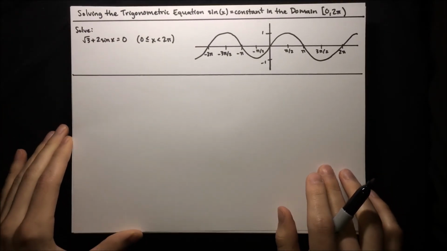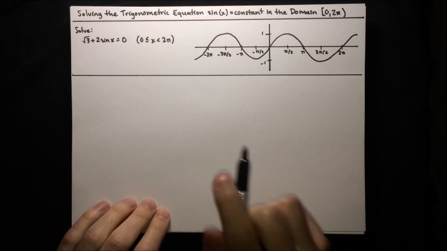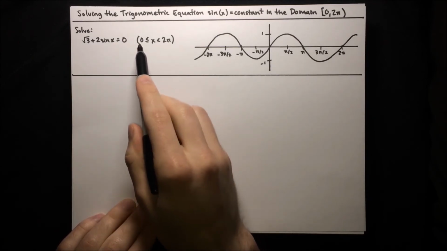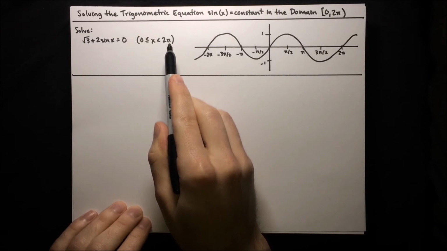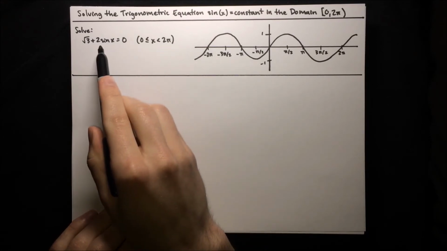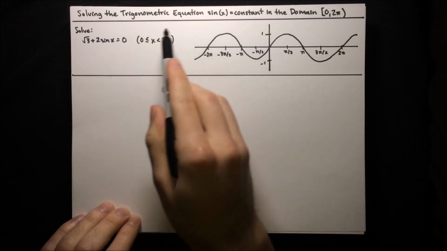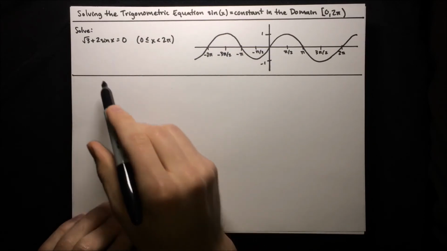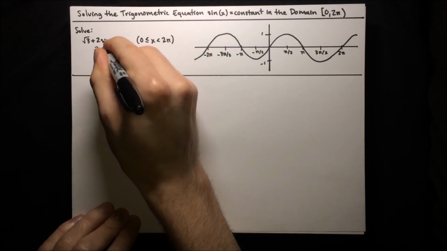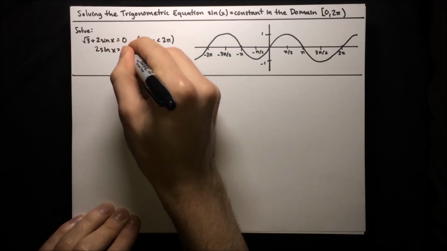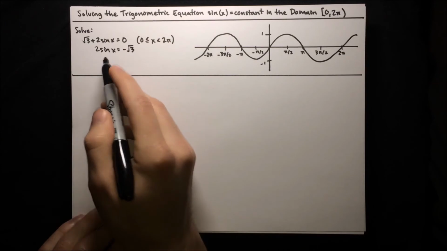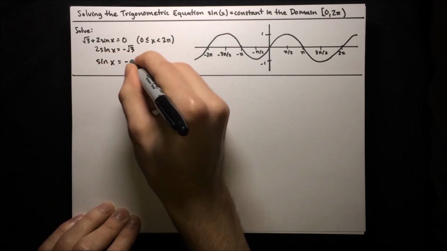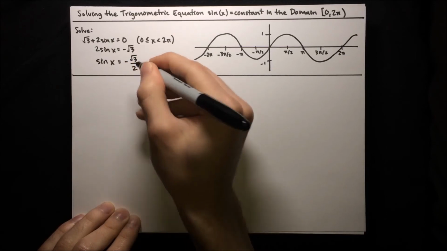Here's our final example, and we want to solve root 3 plus 2 sine x equals 0 on the domain where x is between 0 and 2 pi. So this is kind of like the previous problem. We'll just go ahead and rearrange this into an equation, sine of x equals constant. That'll be our first step, so subtract root 3, and we get 2 sine x equals negative root 3, and then divide by 2, and we'll get sine of x alone. We get sine of x equals negative root 3 over 2.